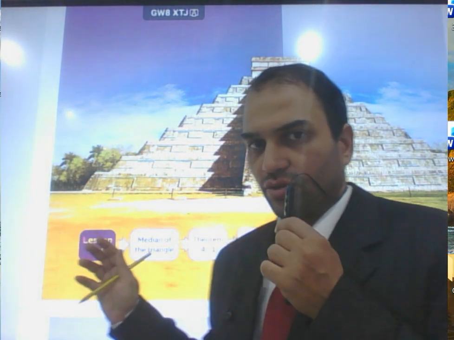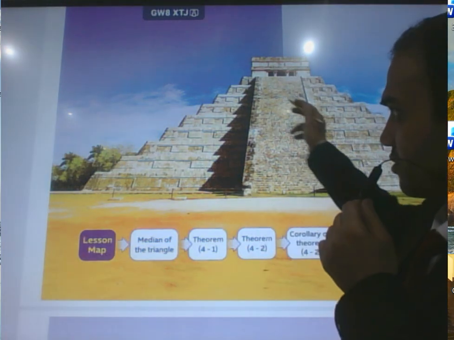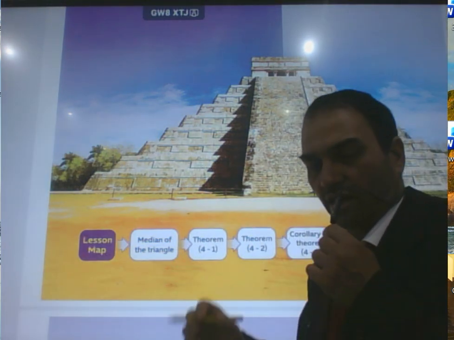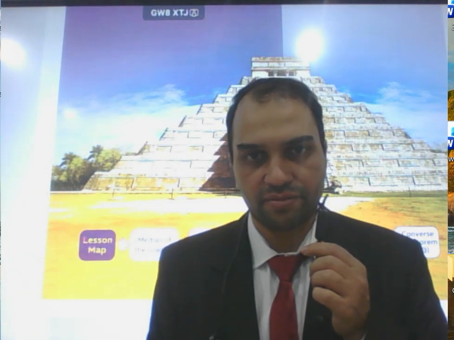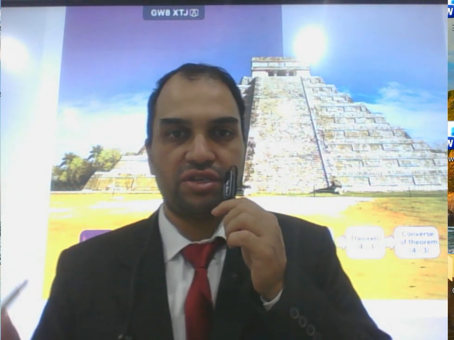Talk about the median. Look with me here at this triangle. If we draw a triangle and a line segment joined between the vertex and the midpoint of the side, we call this the median. The median is the line segment joined between the vertex and the midpoint of the opposite side.